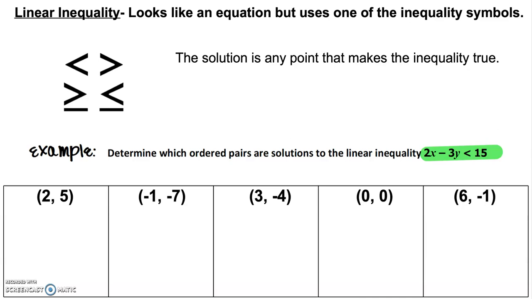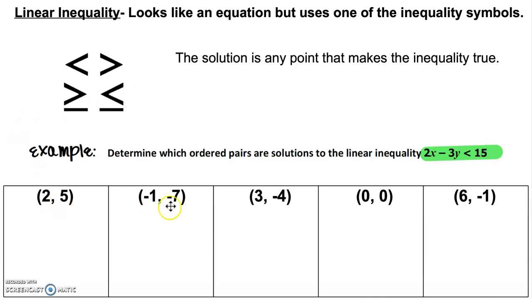So a linear inequality looks a lot like an equation, but instead of an equal sign, it's going to use one of the inequality symbols, like less than, or greater than, or greater than or equal to, or less than or equal to. The solution to an inequality is just like a solution for an equation. It's any point that makes that inequality true.